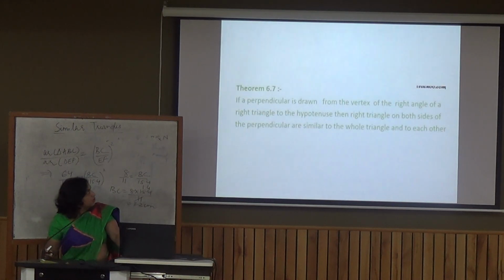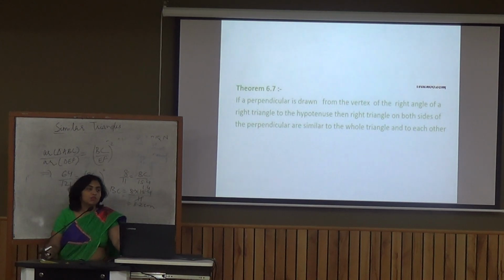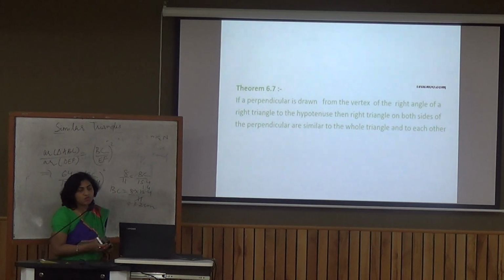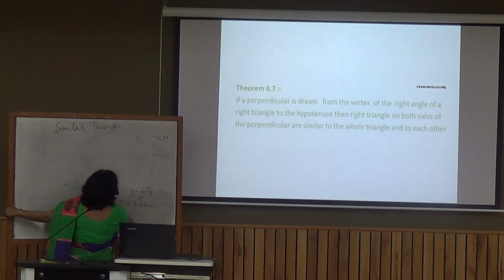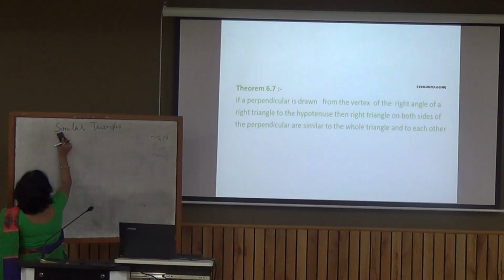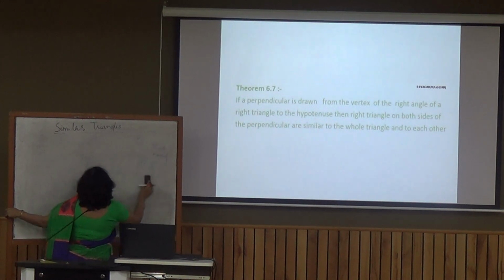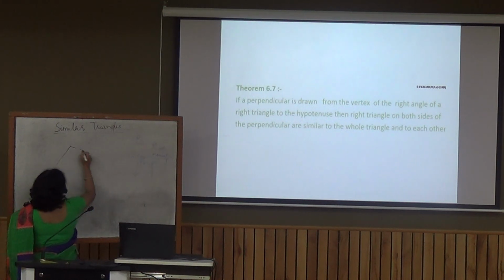Let's move to another theorem, the Pythagoras theorem. But before proving Pythagoras theorem, we have to look at another theorem which says if a perpendicular is drawn from the vertex of the right angle of a right triangle to the hypotenuse, then the right triangles on both sides of the perpendicular are similar to the whole triangle. Let's see the figure. So this is the figure.